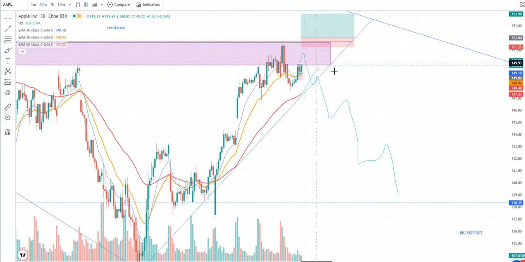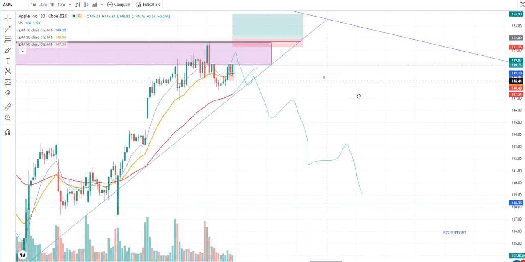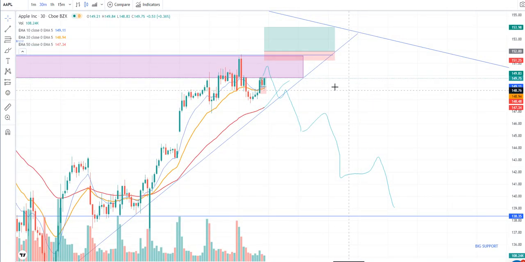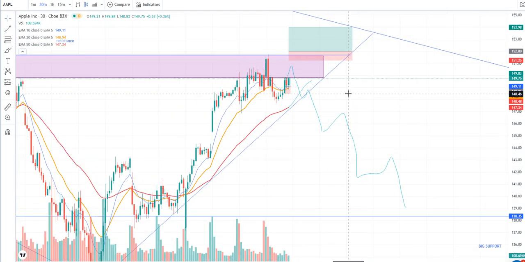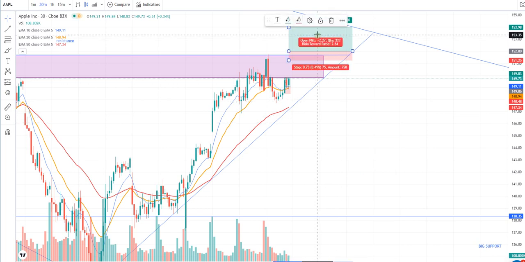Again, because we are at this region, we need to wait. We cannot enter. So this is for the long term, pretty much. We have to wait and see. However, if you want to go for a quick scalp, you can do your quick scalp. I'll delete this. This is long term.